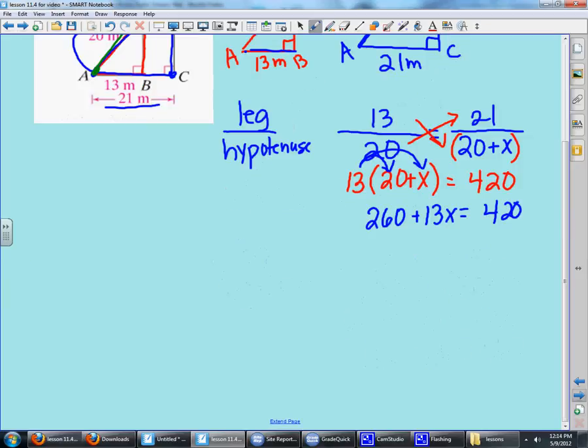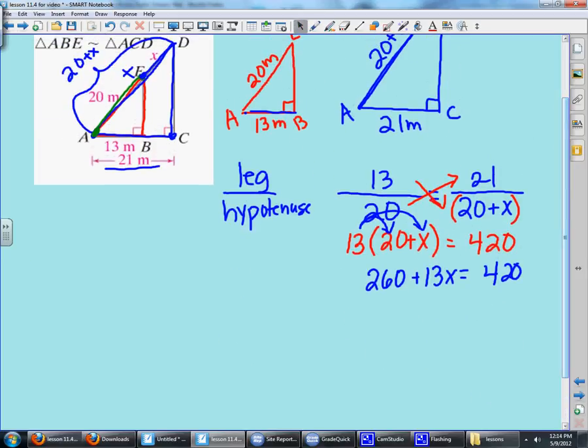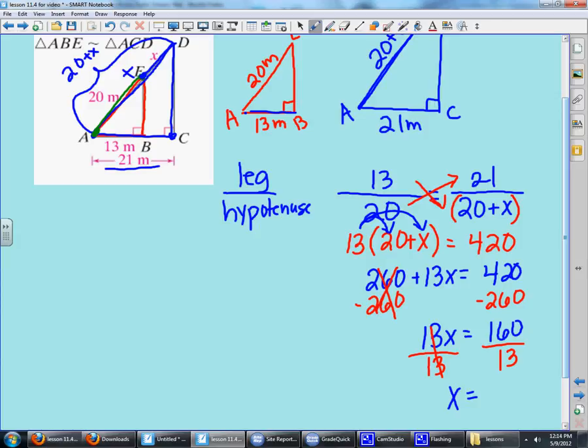So we're going to have to do some solving of equations again. So we subtract 260 from each side. 260 minus 260 is 0. So we're left with 13x. And then 420 minus 260 is 160. Then we divide 13x by 13, which is just going to give us x. And then 160 divided by 13.